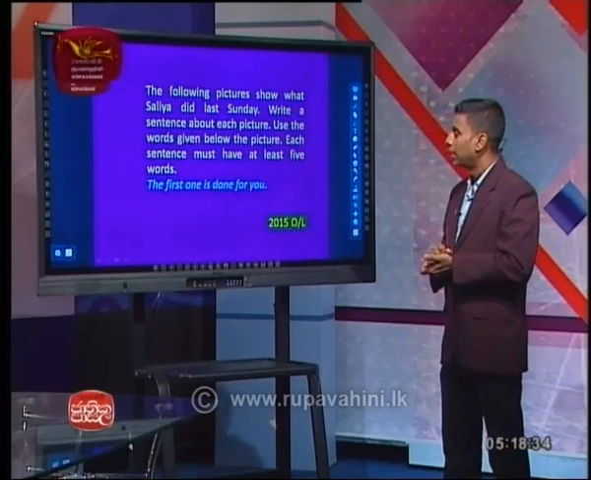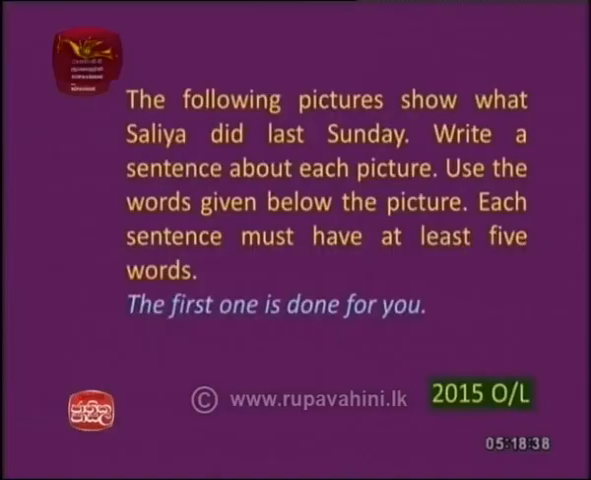Now I will read you the instructions here. The following pictures show what Salia did last Sunday. Write a sentence about each picture. Use the words given below the picture. Each sentence must have at least 5 words. Now remember, what Salia did last Sunday. So definitely it should be past tense. But the words are given. You can see the words. We will move on to the first one.